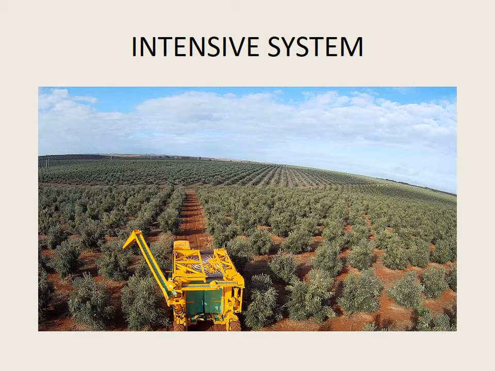We can distinguish two types of farms, extensive and intensive. Intensive systems produce a high yield but require a high investment due to the irrigation. Harvest can be machine-made or done by hand.